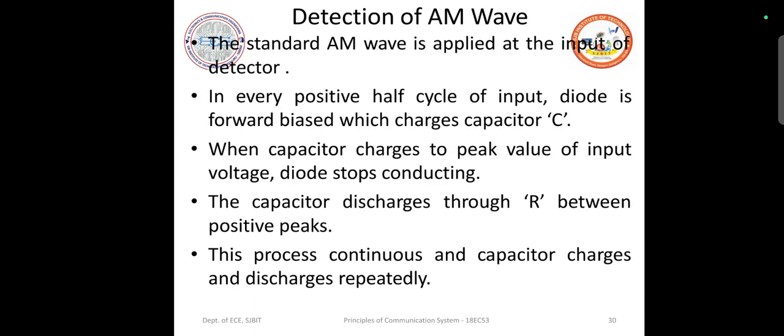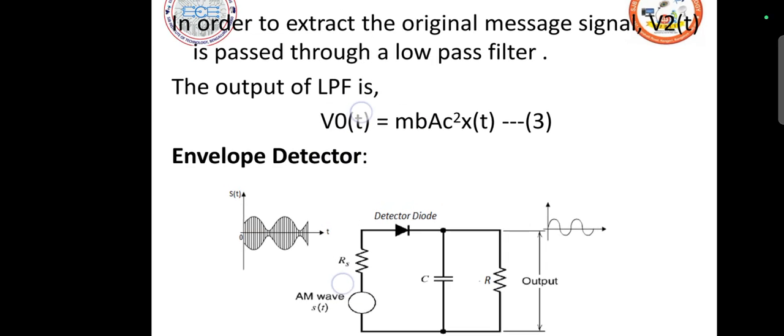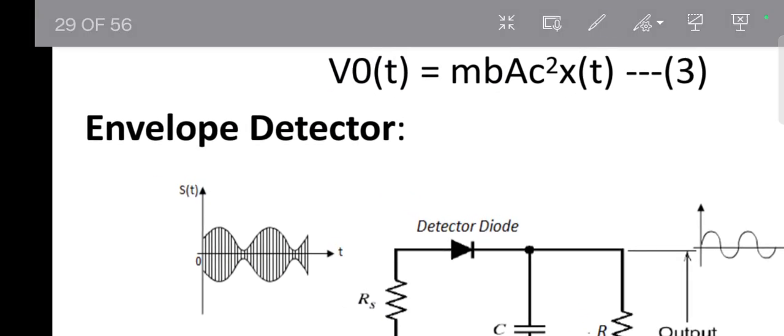What happens is, a standard AM wave is applied as an input to the detector. In every positive half cycle, the input diode is forward biased. This will basically charge the capacitor C, and when the capacitor charges to the peak value of the input, the diode basically stops conducting. The capacitor will then discharge through the resistor R between the positive peaks. If you observe this wave, during the very first positive half cycle, you can expect the capacitor to charge to the peak value.